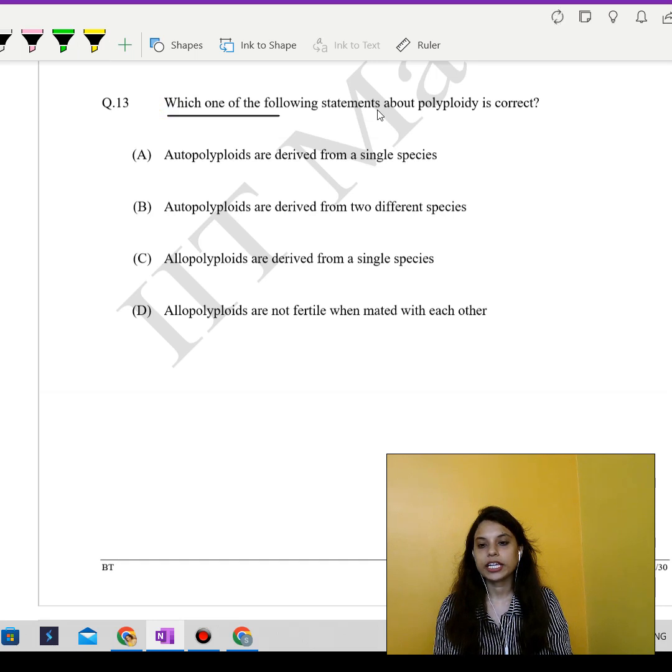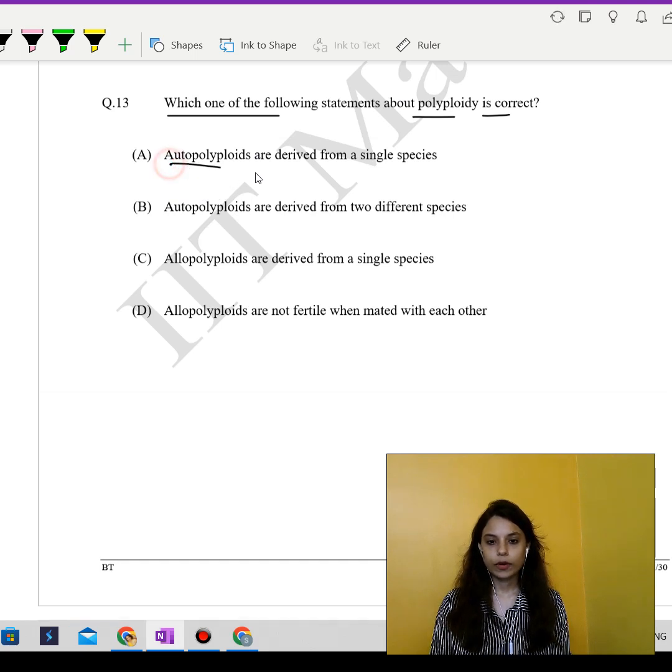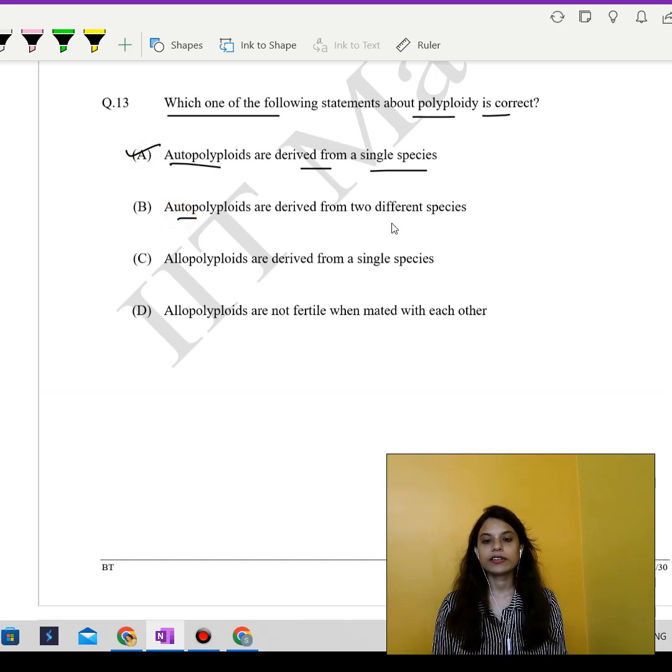Which one of the following statements about polyploidy is correct? Autopolyploids are derived from a single species. That would be the correct answer, option A. Coming to option B, autopolyploids are derived from two different species? No, they are derived from a single species, as I have already mentioned in the very first point, and that undergoes chromosome doubling. They have multiple sets of chromosomes from the same species.